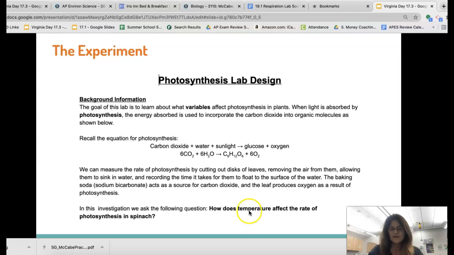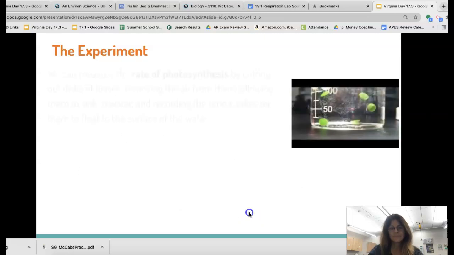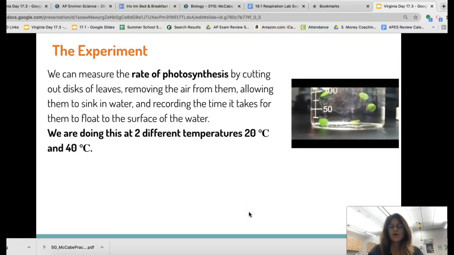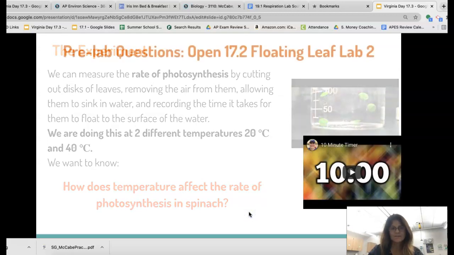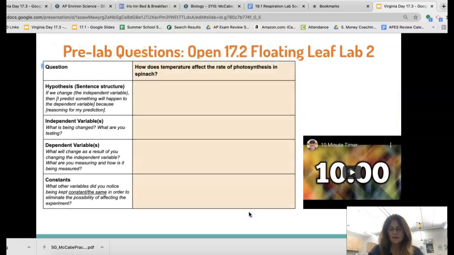We are asking, how does temperature affect the rate of photosynthesis in spinach leaves? We are going to test this at 2 different temperatures, 20 degrees Celsius and 40 degrees Celsius. We want to know, how does temperature affect the rate of photosynthesis in spinach? This table should look very familiar. You did the exact same table for part 1.